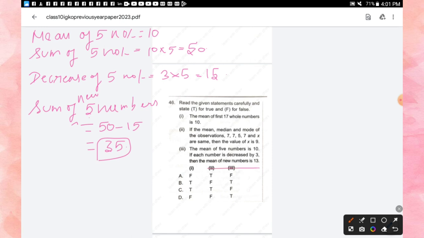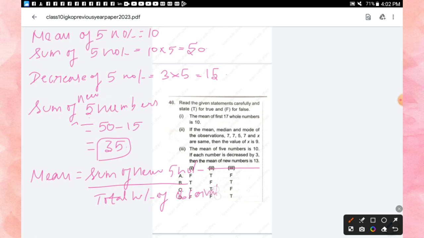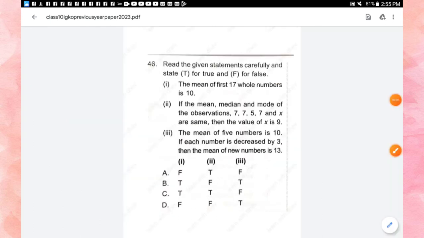Then the mean of the new numbers is 13. It's very simple. What is mean? We know the formula: sum of the new 5 numbers divided by the total number of observations. So the sum of the new 5 numbers is here 35, the total number is already 5 only, no? So 35 divided by 5 is equal to 7. So the new mean of the 5 numbers is 7, but here it is given as 13. So again, the third statement is false. So this one is false, this one is true, and this one is false, right? So the right answer for this question is option A.